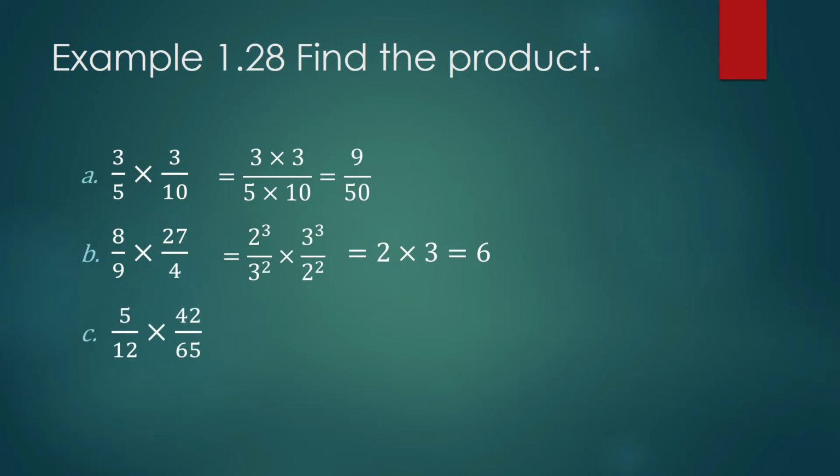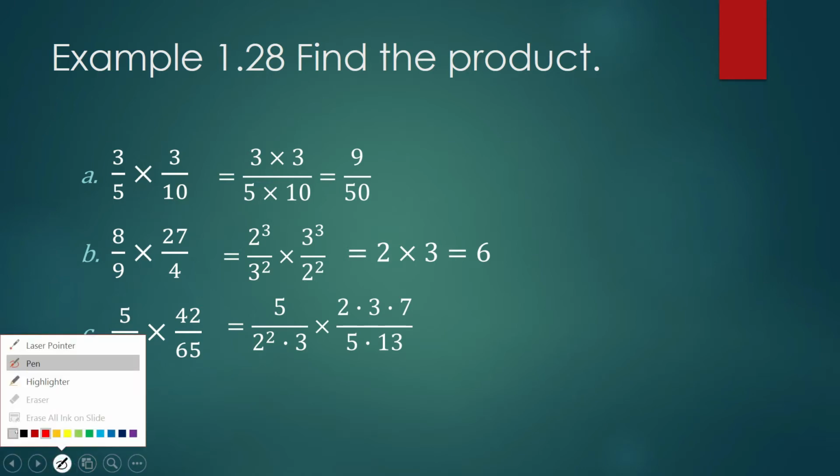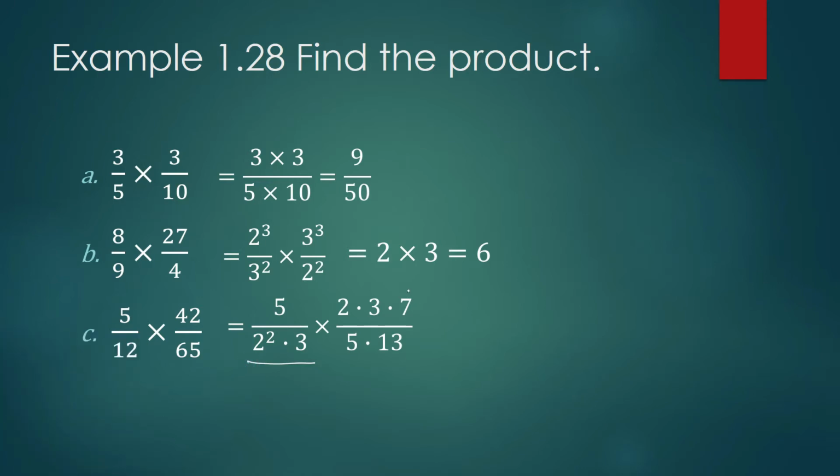5 over 12 times 42 over 65. Let us first produce the complete factoring of these integers. 12 is 4 times 3, and 4 is 2 squared, so 12 is 2 squared times 3. 42 is 6 times 7, but 6 is 2 times 3, and then times 7. 65 is 5 times 13.